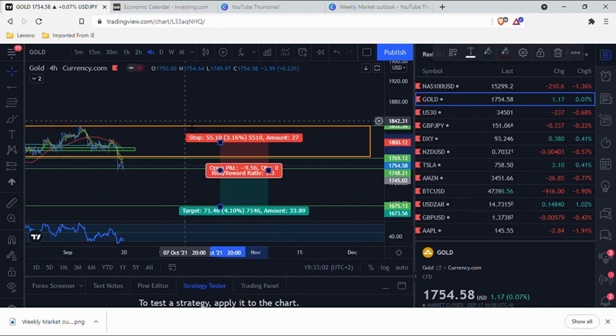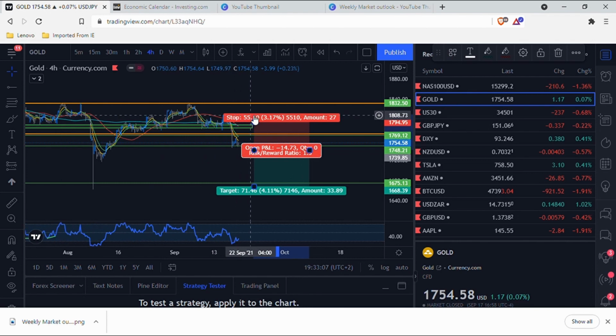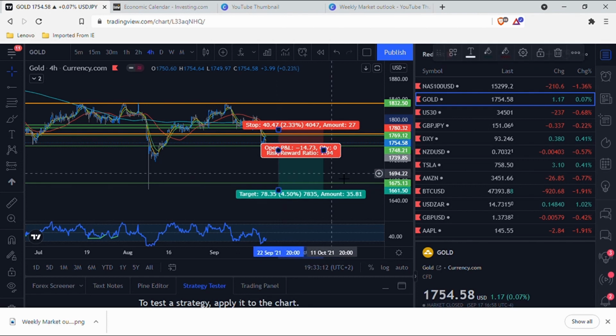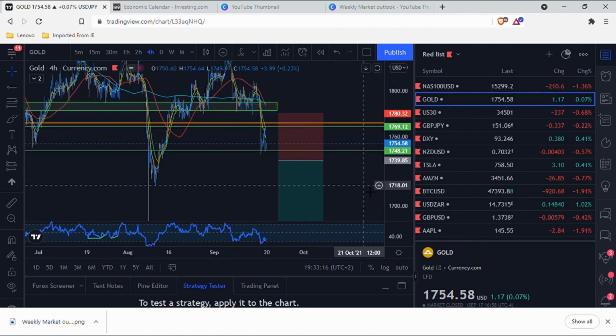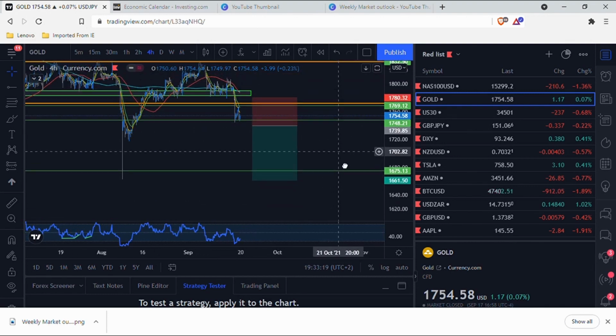And my stop loss would be, can I just zoom in a little bit so that you guys can see what I'm doing? So my stop loss would be down here. And my target would be all the way down here. Right? So you get a risk reward of 1:94. That's only for the sell.